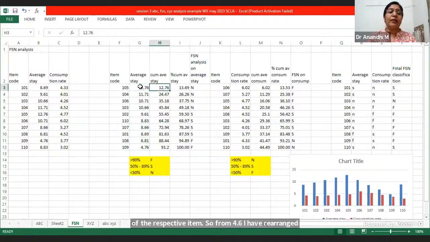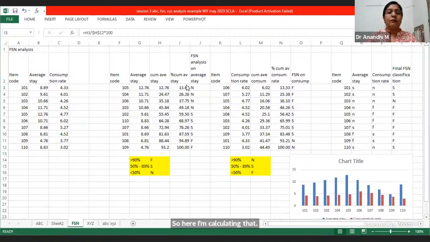From that again, we are going to calculate the cumulative average stay, the total average stay of all the items put together. So that is the cumulative average stay. It is 93.2 days for all the 10 items put together, and percentage cumulative average stay is the contribution of that specific item towards the total cumulative average stay. So here I'm calculating that.